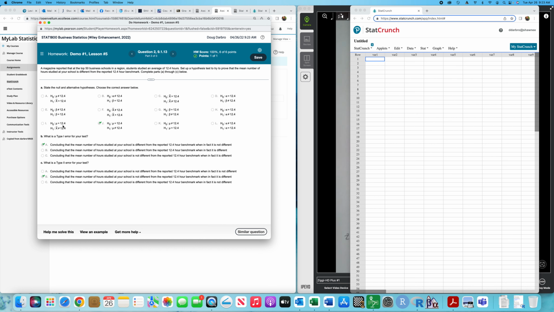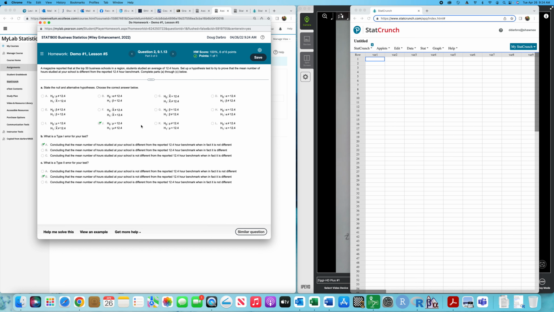Okay, mu equal 12.4, but then the alternative hypothesis also has to be mu. So the one with X bar, that's the reason I doesn't work. K doesn't work because we can't have not equal to in the null hypothesis. It always must be equal to. Obviously, L doesn't work either.